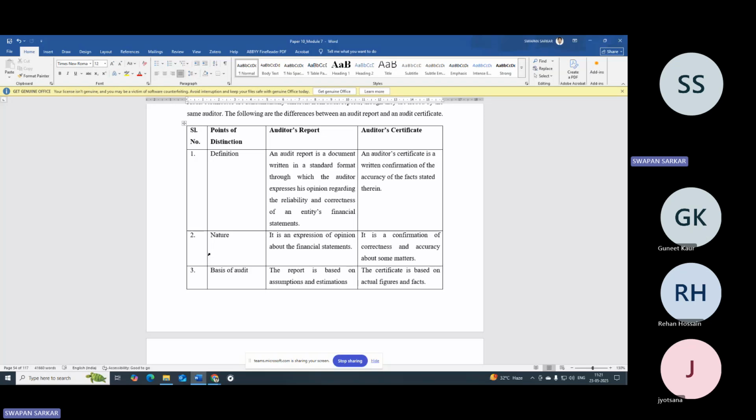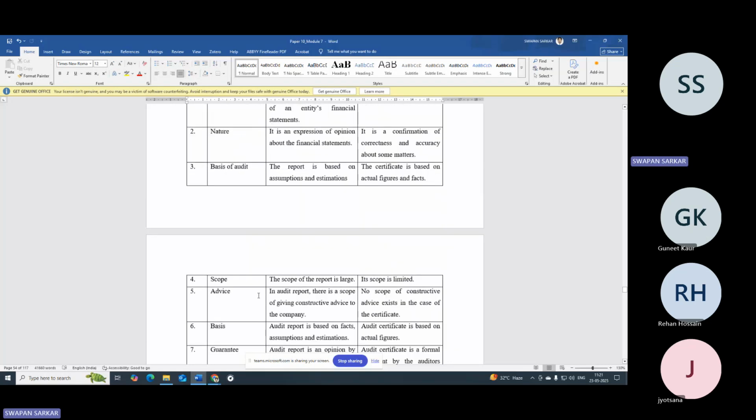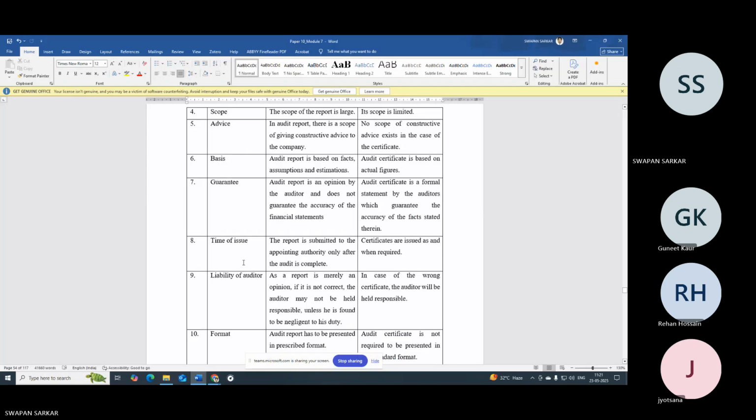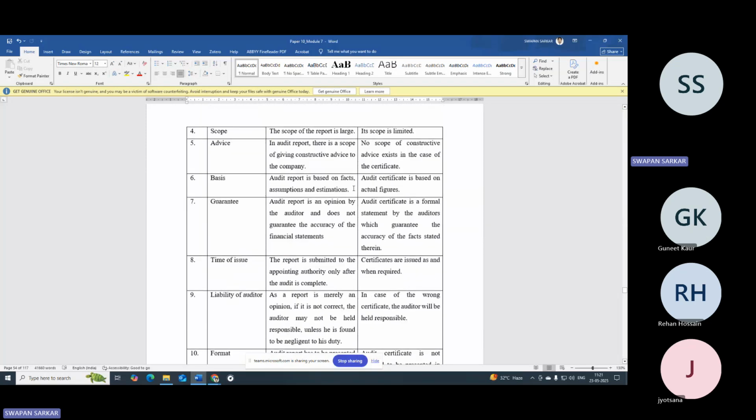Basis of audit: the audit report is based on assumptions and estimates, whereas the certificate is based on actual things or facts. Then, advice: in an audit report, there is scope for giving constructive advice to the company, while in the case of the auditor's certificate, no scope for constructive advice exists. Basis: the audit report is based on facts, assumptions, and estimates.